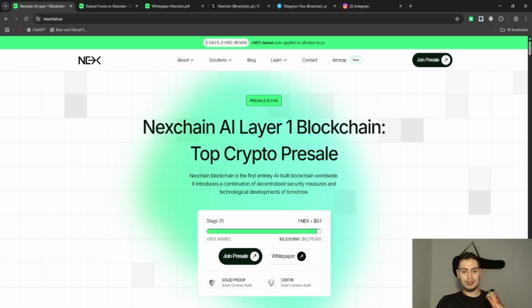And this is, of course, not financial advice. It's your own choice, of course. And this was Nexchain AI, guys.